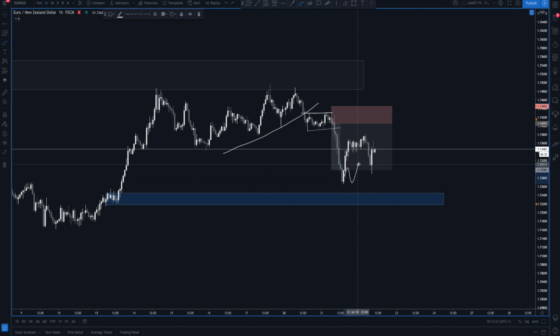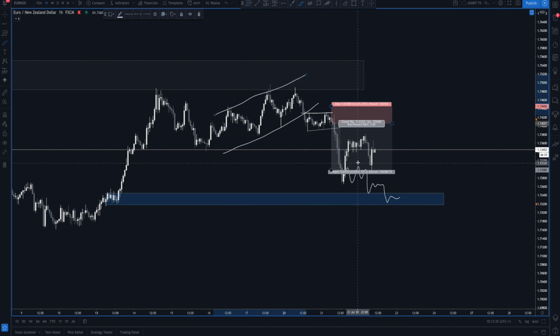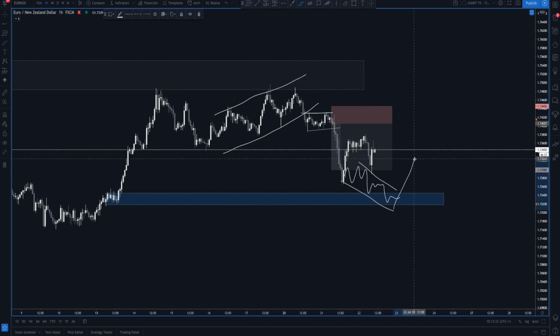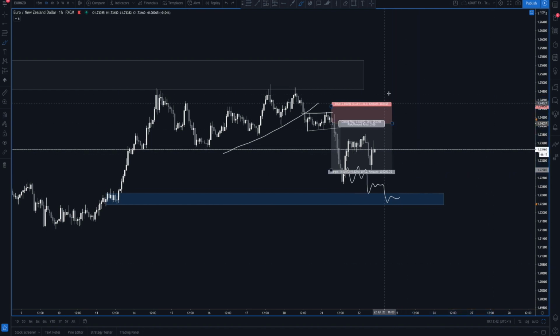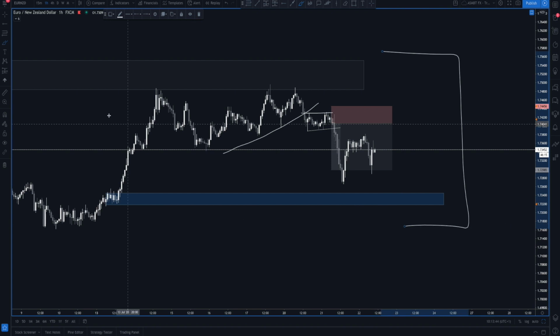And if we were to get something like this and we get a descending formation, just as I said, ascending into supply, if we get a descending into demand, I'd look for the exact same thing for a continuation to the upside from there. So just taking advantage of the range between areas of supply and demand.